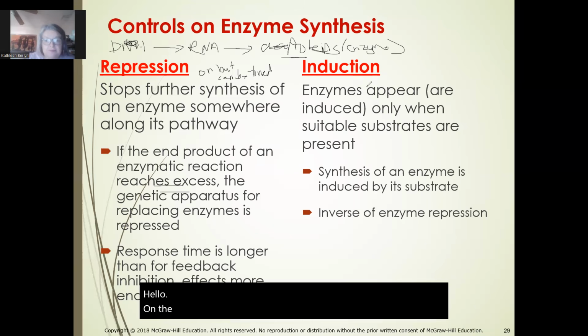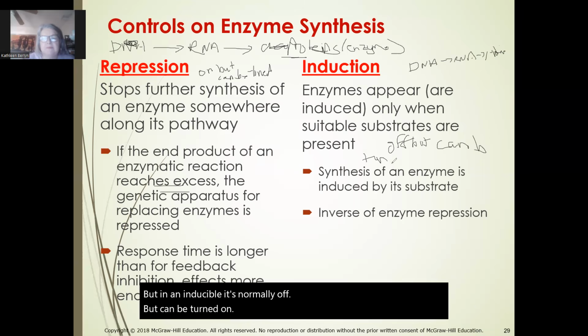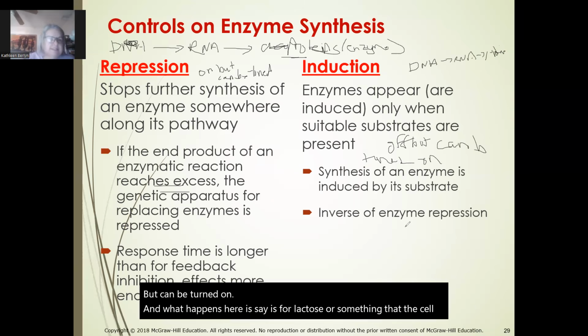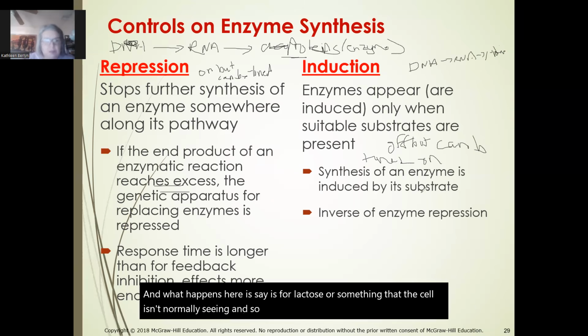On the other hand, induction is the opposite case. So again, we still have DNA to RNA to protein. But in an inducible system, it's normally off, but can be turned on. Say it's for lactose or something that the cell isn't normally seeing. Because the substrate isn't normally available, there's no reason to make the enzymes to break it down, because you don't normally have the substrate available.